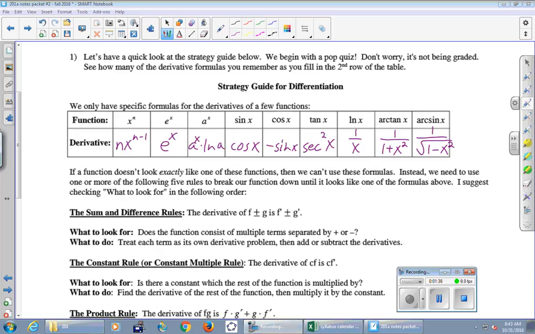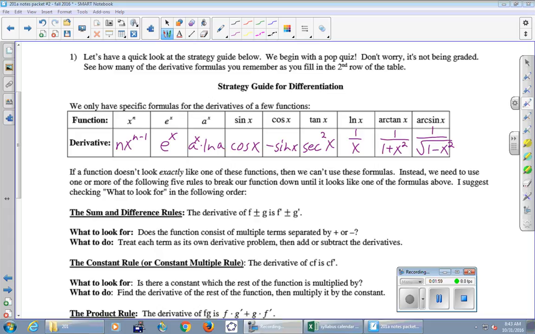Okay, so hopefully we did all right on filling in the derivative rules. Those are our basic rules. Reading from right below the table, if a function doesn't look exactly like one of these functions, then we can't use these formulas. Instead, we need to use one or more of the following 5 rules to break our function down until it looks like one of the formulas above.